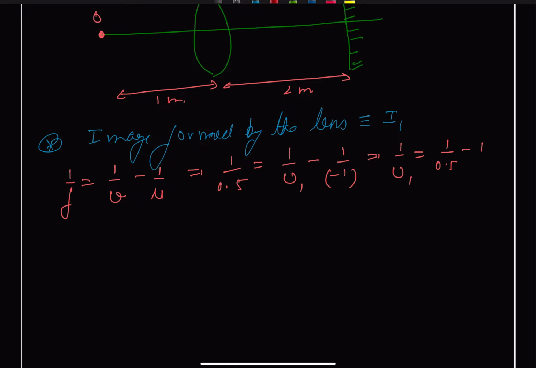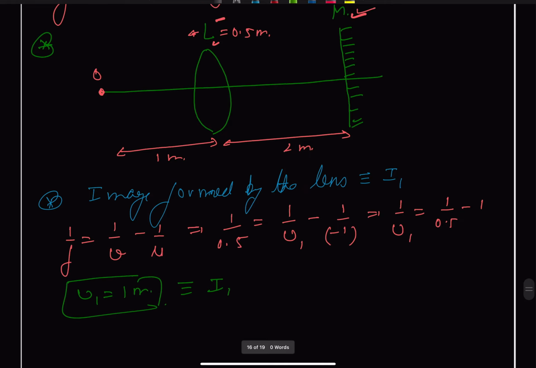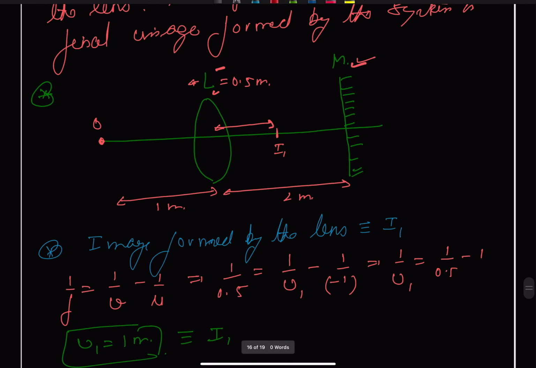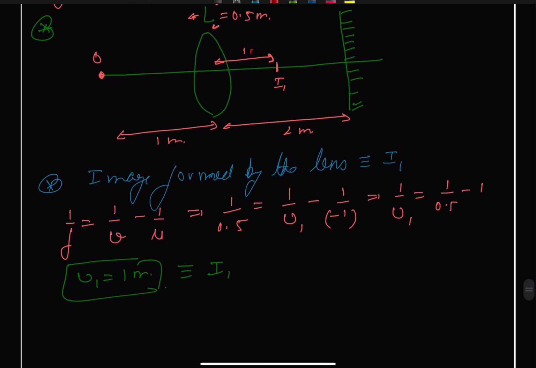Okay, and 0.5 is 10 divided by 5, that is 2. And we get this 2 minus 1, so we get v1 is equal to 1 meter, which is the position of our I1. It means somewhere here in the midpoint we are going to get our I1, and the distance of this I1 from the lens will be 1 meter, and similarly from the mirror total distance is 2, so this will also be 1 meter.